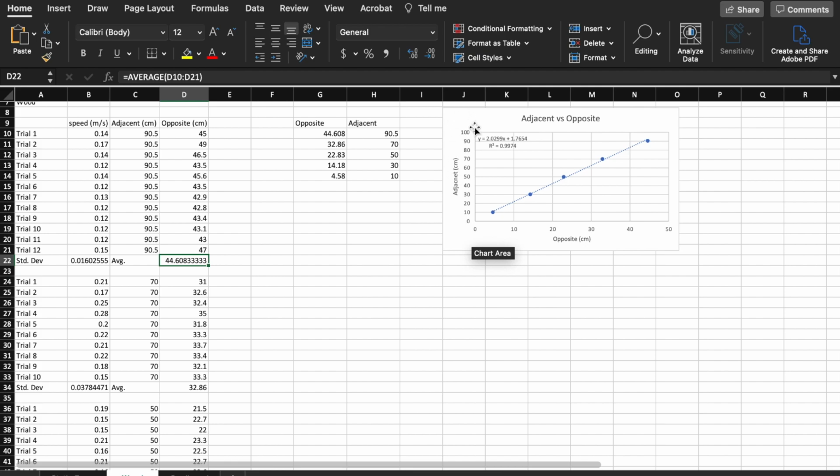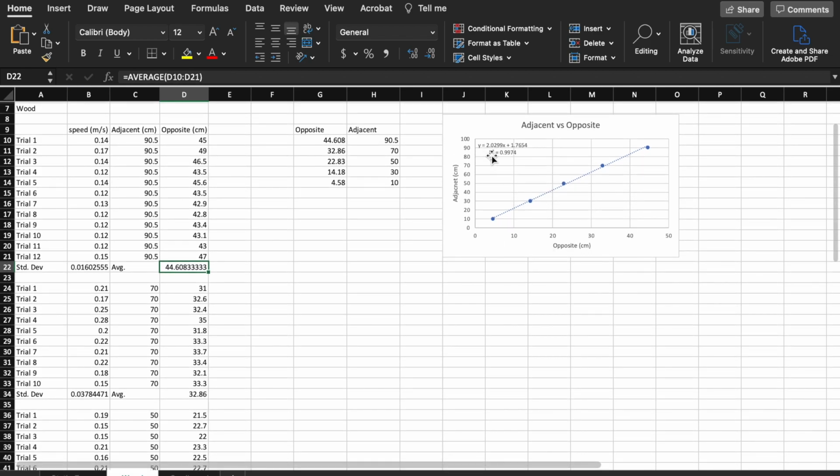And then we put adjacent on the y-axis and the opposite length on the x-axis. And then we put in a trend line and got the equation, which gives us the slope right here. And this slope is equal to the tangent that we saw in the earlier formula. And the tangent is equal to the kinetic friction value. And so our value for the wood was 2.03, and we had an r-squared value of 0.997, which is very close to 1, which is what you want to see.